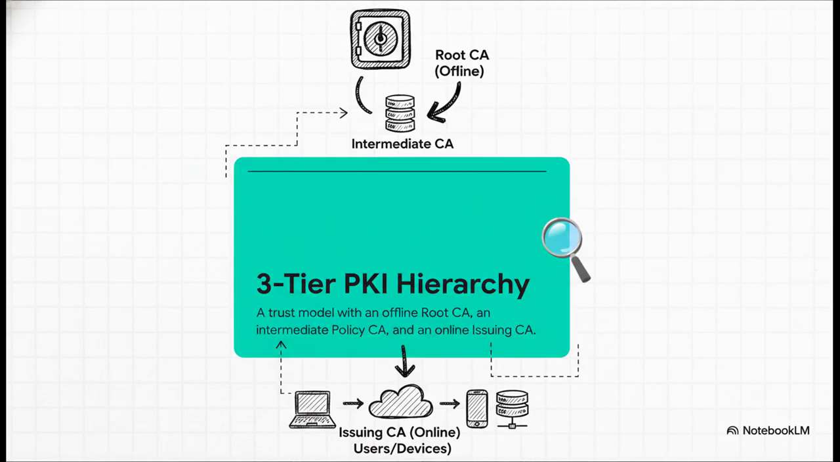We do it with a public key infrastructure, or PKI. A 3-tier hierarchy is the gold standard. At the very top, you have the offline root certificate authority. We keep it offline for maximum security. It signs certificates for the intermediate CAs, and they, in turn, sign certificates for the online issuing CAs, the ones that are actually handing out certificates to users and devices.